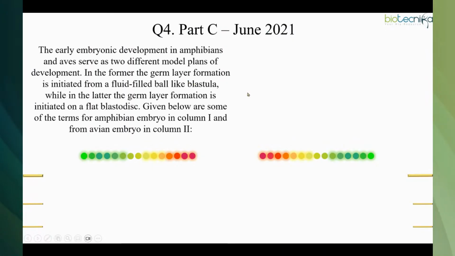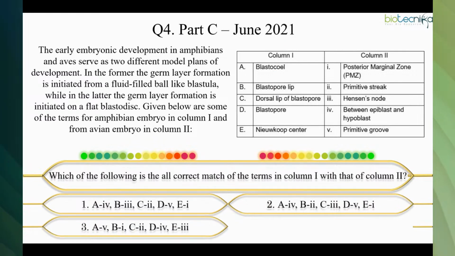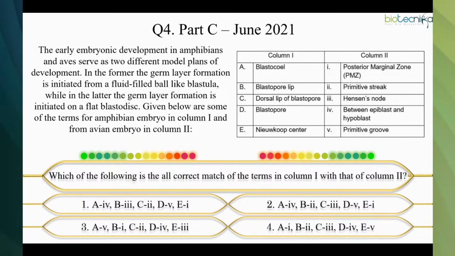So this is also a similar question that we saw in June 2021. This is also a comparison between the parts of the chick and the amphibian. Now that you know what the comparison areas are, does anyone want to attempt this? The blastocoel and blastopore lips, all these are in the amphibians. As you can see, column 1 is in amphibians and column 2 regions are in chick. You just have to match which has a similar function or which is analogous.